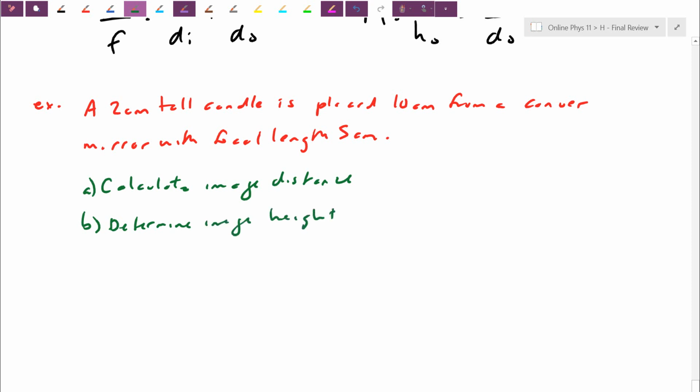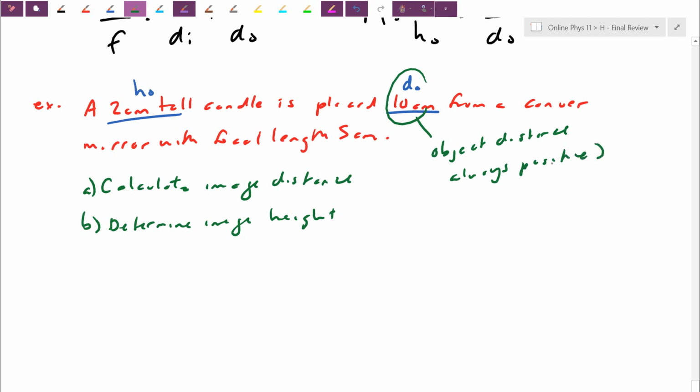Okay. So one quick caution for you here, you can definitely sketch out a ray diagram here. I would list off the variables if we can. So 2 centimeters tall, that's the height of the object. It's placed 10 centimeters, physically in front of the mirror, so this is going to be your object distance. Object distance is always positive.